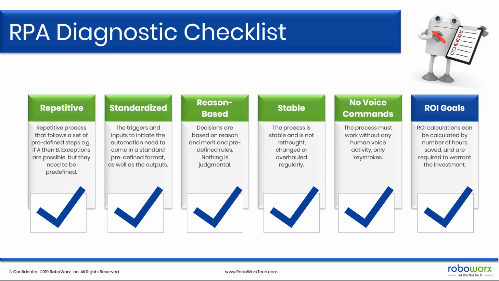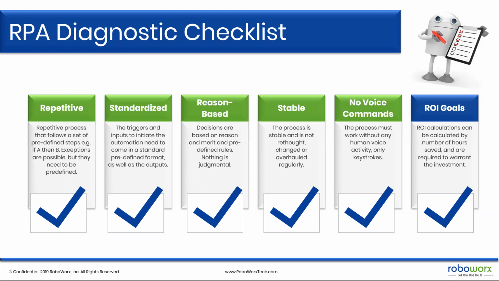So the first one is, is it repetitive? So the process is following a set of predefined steps. If it's A, then B. Log into this, if that. If the PO is within the range of the invoice, process the payment, etc. So it needs to be repetitive. It needs to be a standardized process. The triggers and inputs need to be standard.